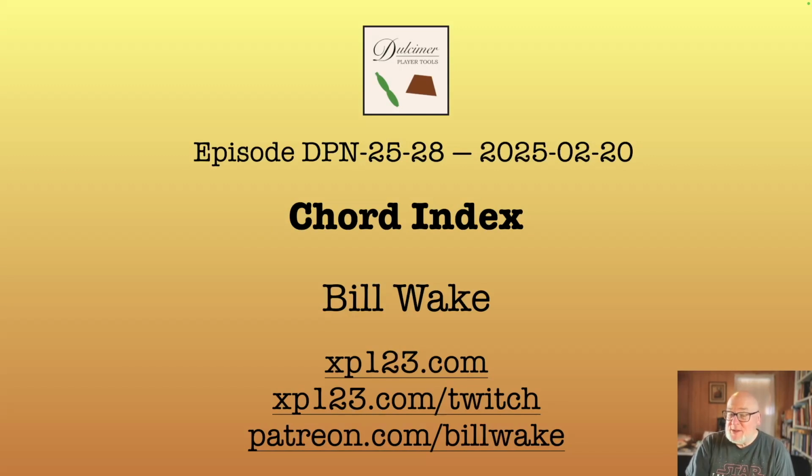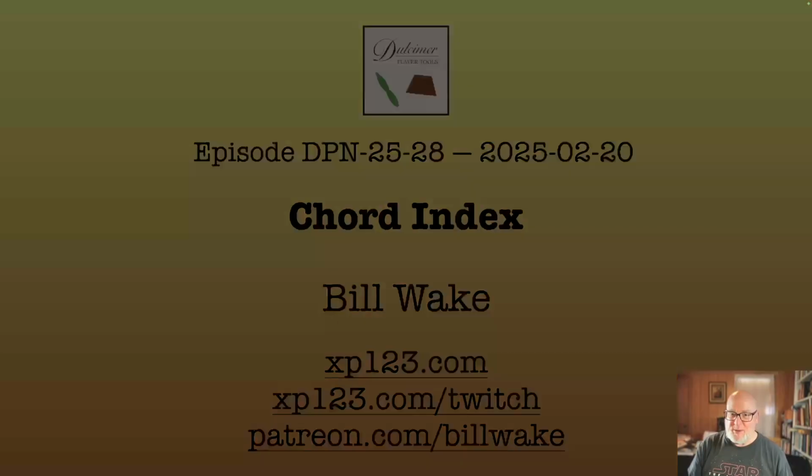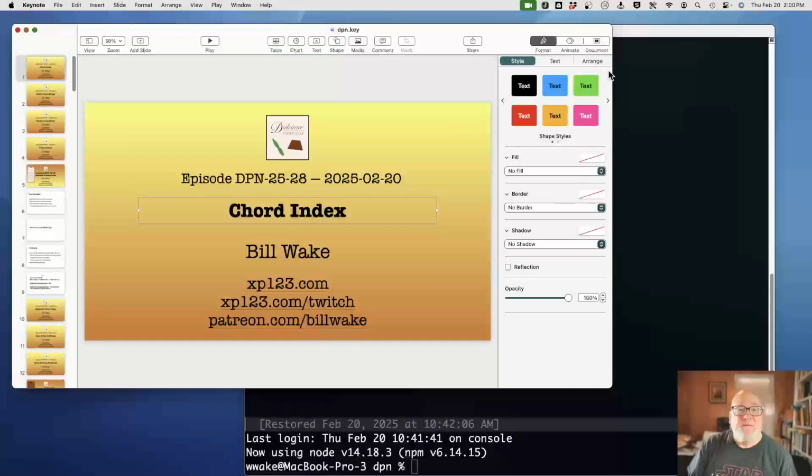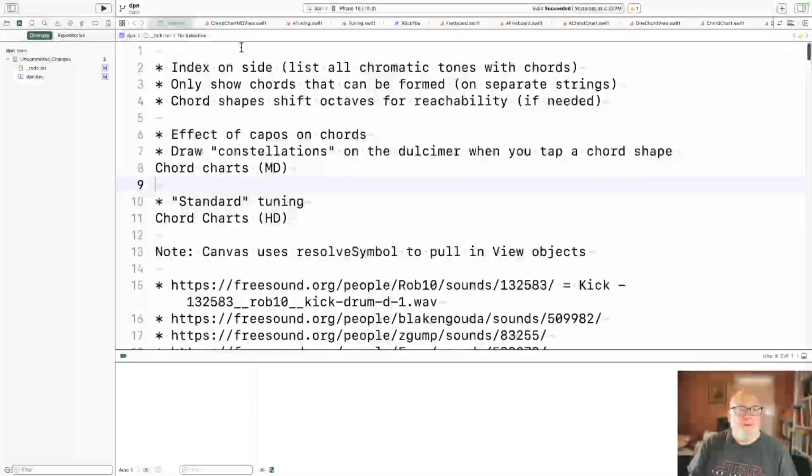We're focused on a chord index for mountain dulcimers, or chord charts for mountain dulcimers. Today we want to do an index on the side so you can quickly jump to the chord you're after. I've got a couple other things to do today too, but that'll be the big one, I think. So: index on side, list all the chromatic tones with chords, only show chords that can be formed.